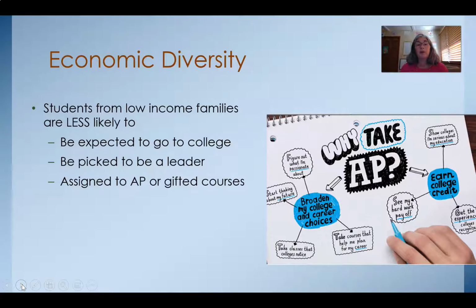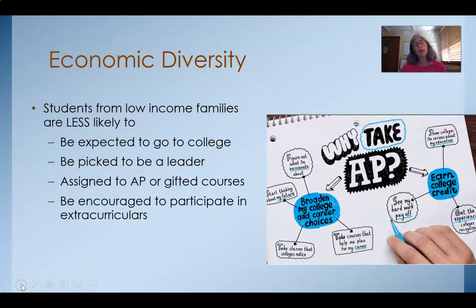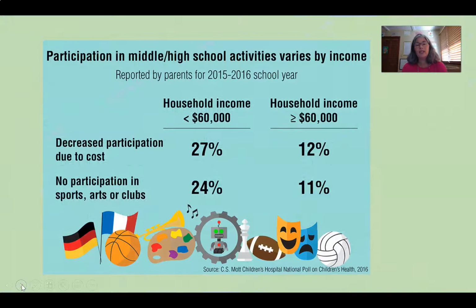Students from low-income families are also less likely to be assigned to AP courses or gifted courses. Now, this could simply go back to that achievement gap, which then might relate to differences in opportunities, but still this is a difference that we're seeing that needs to be addressed. And finally, they're less likely to be encouraged to participate in extracurriculars and sports. Perhaps coaches aren't certain if the students have the financial resources. Some of these sports are quite expensive. But again, schools need to be providing equal opportunities to their students.